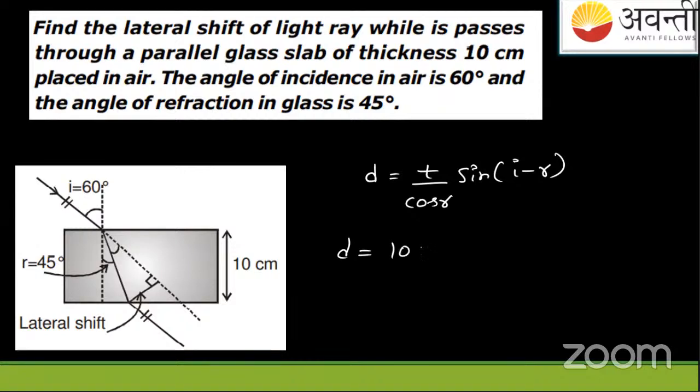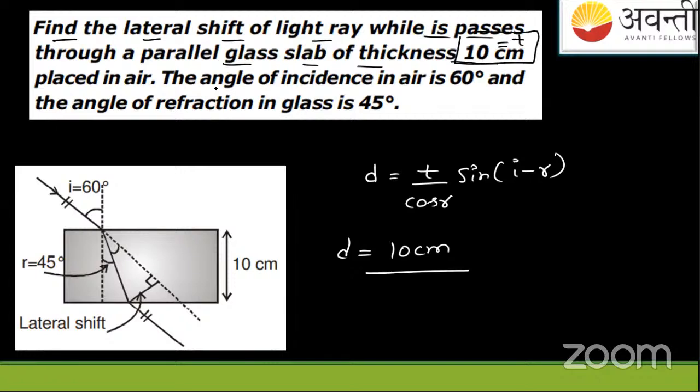Cos R is what? Cos R you will write as what, students? This is the R angle. So I'll solve this question for you. First of all, let us read this question. Find the lateral shift of the light ray while it passes through a parallel glass slab. The diagram is given below, of 10 centimeters. So they have given the thickness of the slab as 10 centimeters. So thickness T here is 10 centimeters.